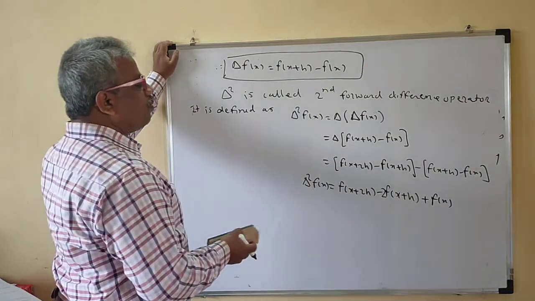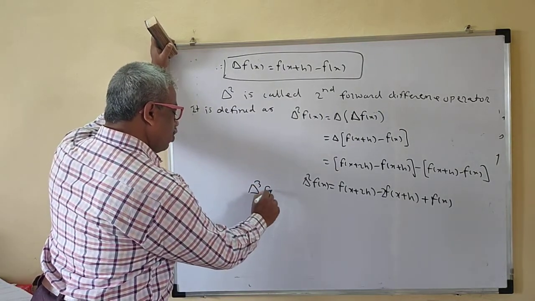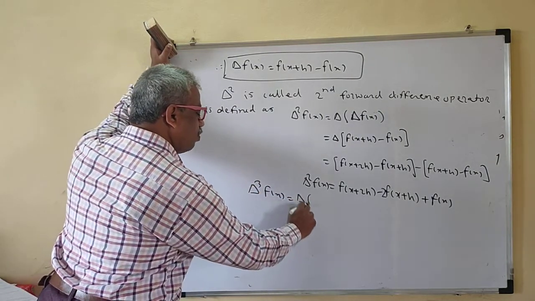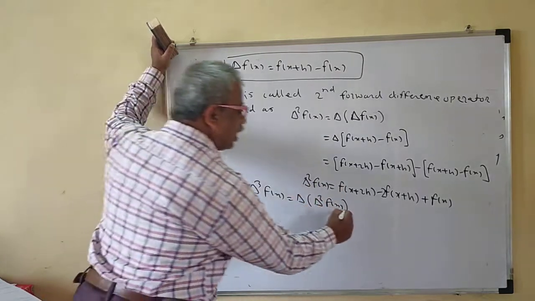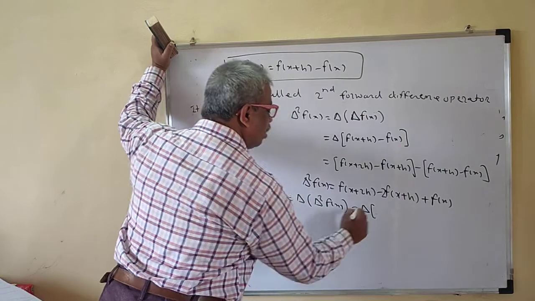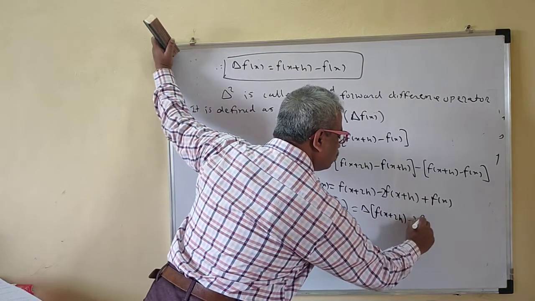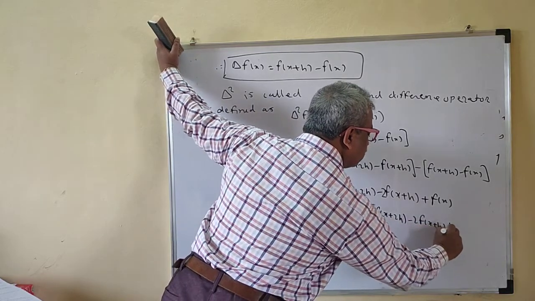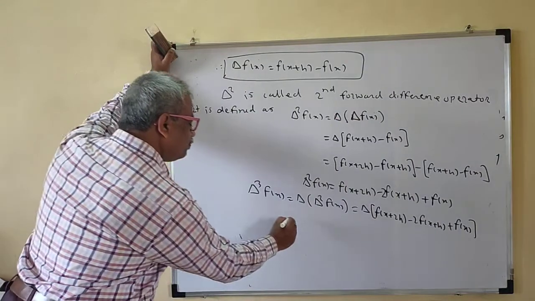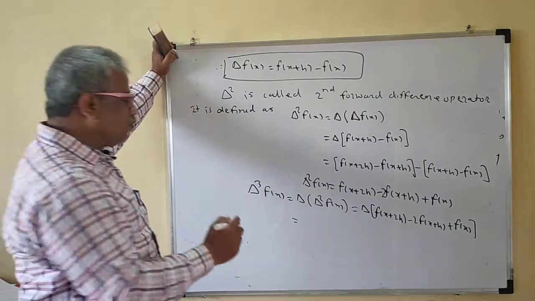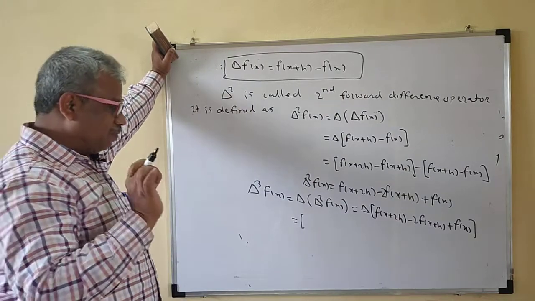Similarly, with the help of this one you can find delta cube also. So delta cube f of x, how can you write this? It is delta of delta square f of x. I know delta square f of x, so I can write this as delta of f of x plus twice h minus 2 f of x plus h plus f of x. So what you have to do first is replace x by x plus h in the first bracket.